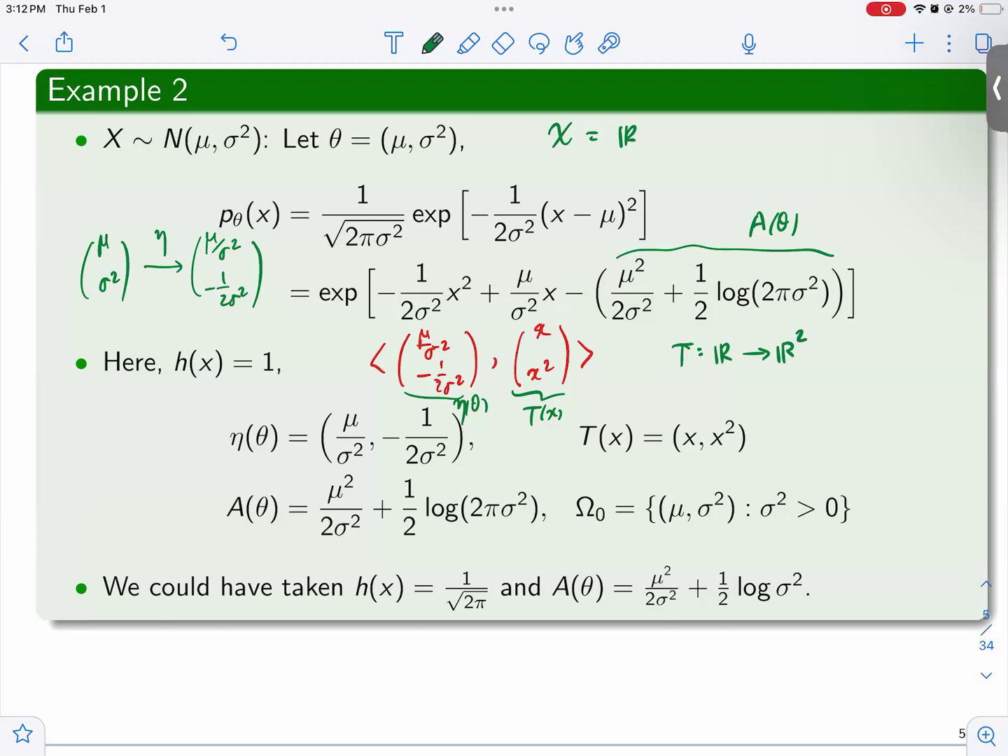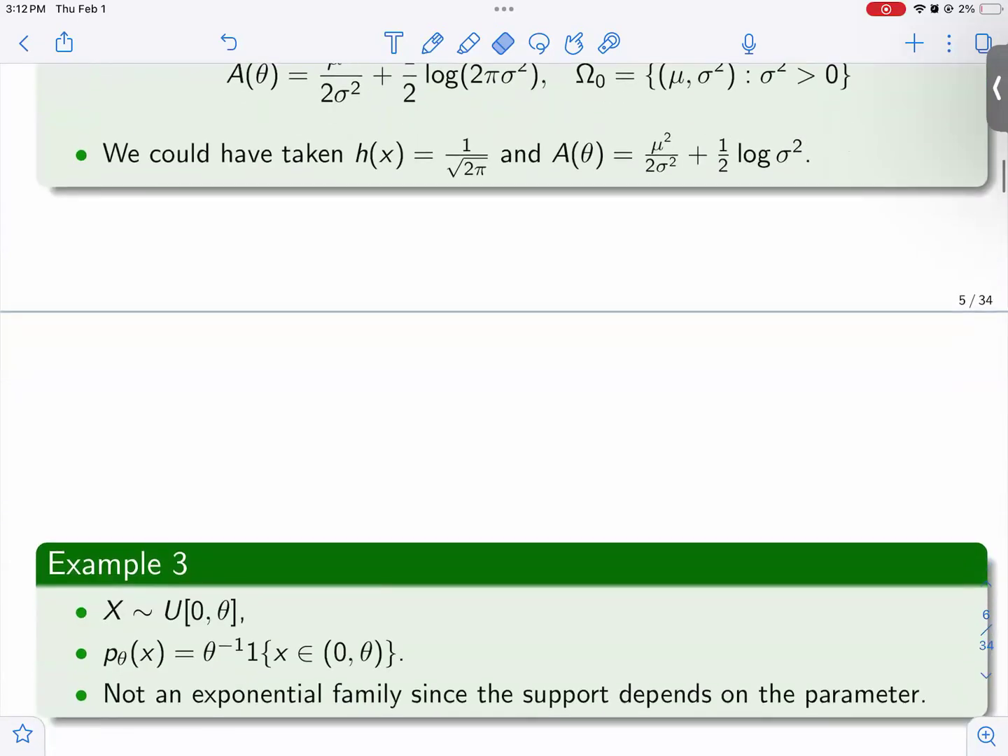So the non-uniqueness you can also see here. I can, for example, pick this part and call it h of x. Then A of theta would be a little bit different, but we still have an exponential family. So there is some sort of freedom in choosing how to represent this. Sounds good? Okay, so we have a little bit more time.